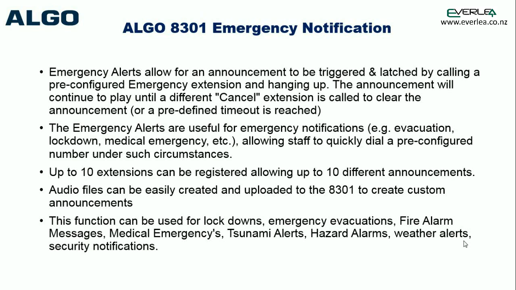So we've got up to 10 extensions that can be registered with 10 different announcements. Audio can be easily created and loaded onto the 8301 to create custom announcements. We said earlier that it's got 1 gigabyte of memory. You can have WAV files on it. You can record your greetings of what you want it to say and put any audio that you want on the greeting, and the 8301 will play it. So as we've gone through, the functions are used for lockdowns, emergency evacuations, fire alarm messages, medical emergencies, tsunami alerts.